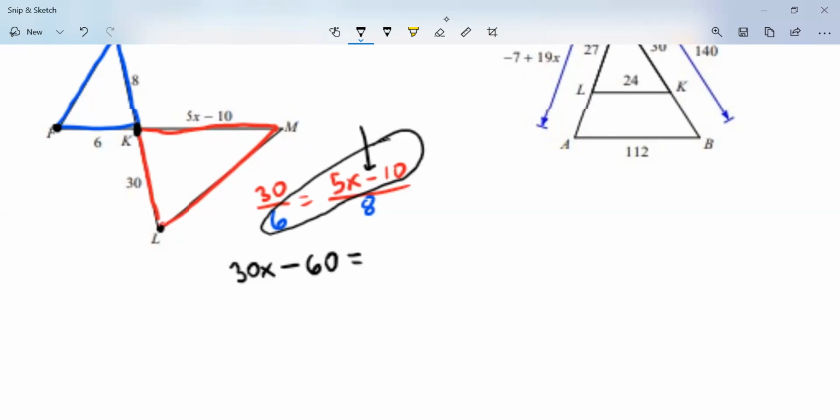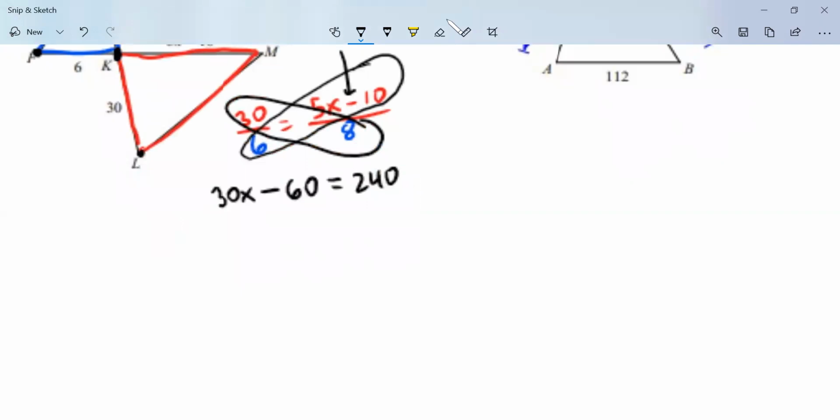Okay, let me write my equal sign. So again, I went 6 times 5x and 6 times 10. And I kept the minus. If I had a plus, keep the plus. On the other way, 30 times 8 is 240. Okay, so I have the 30 times x minus 60 is equal to 240.